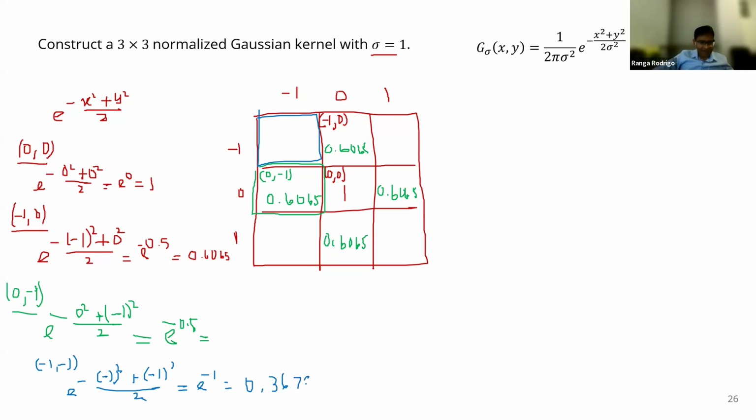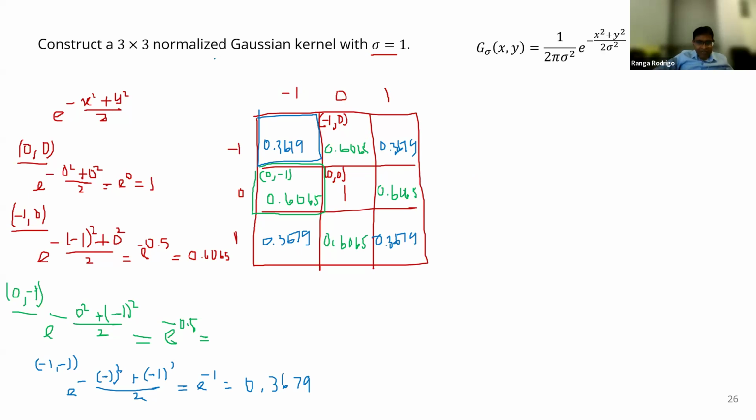0.3679, right? Again, I round it up. So I think you can now notice that all these numbers are the same, 0.3679. Thank you very much for attending to this.